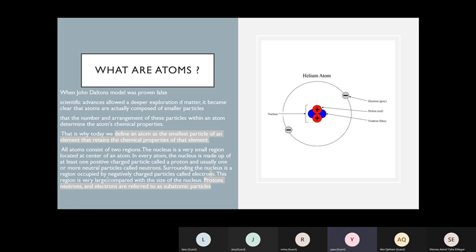So today we define an atom as the smallest particle of an element, and it retains the chemical properties of that element. It consists of two regions. The nucleus is a very small region located in the middle of an atom. This nucleus is made up of at least one positively charged particle called a proton, and then there's another particle called a neutron, which is neutral, it does not have a charge. And surrounding this nucleus, there is a region that contains negatively charged particles, and these are electrons.